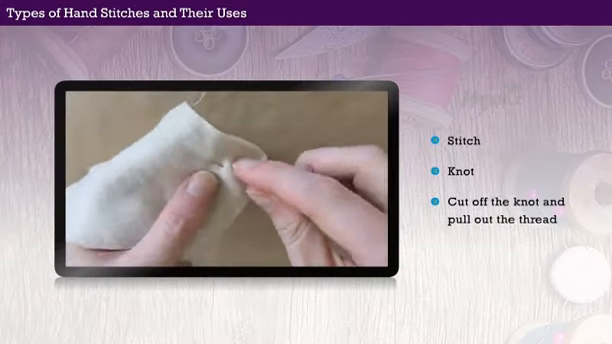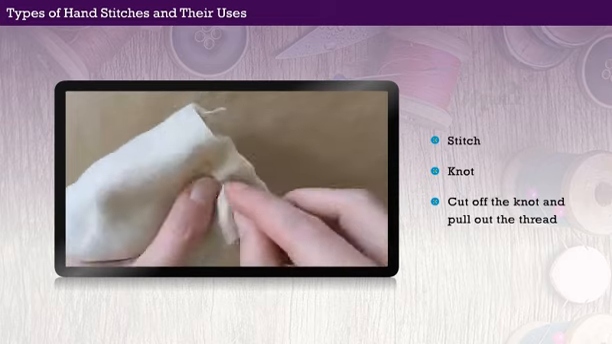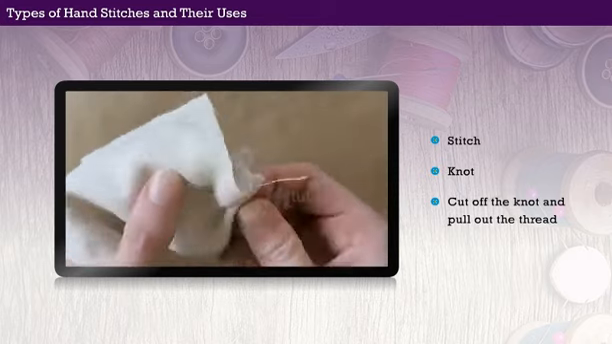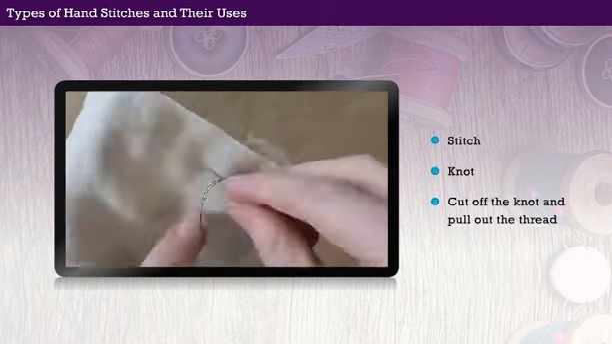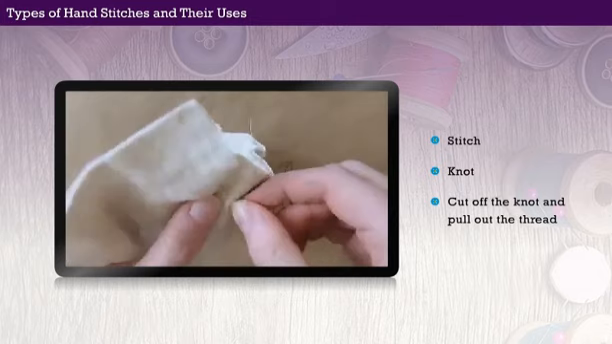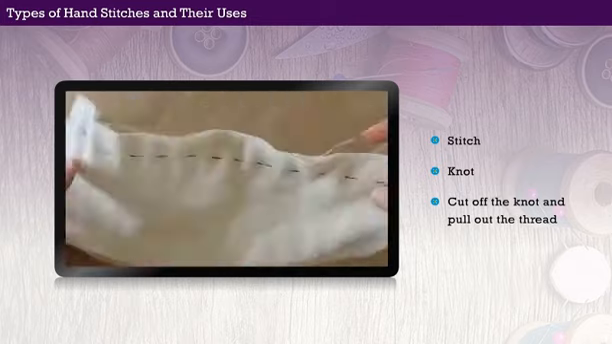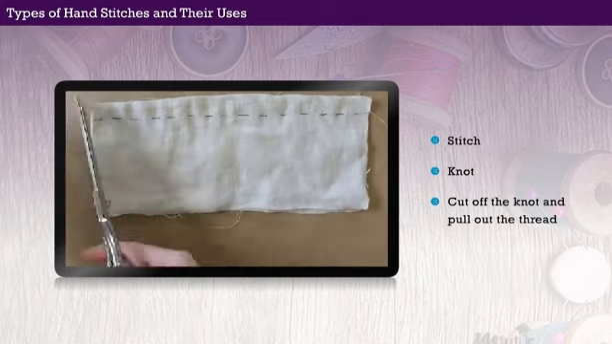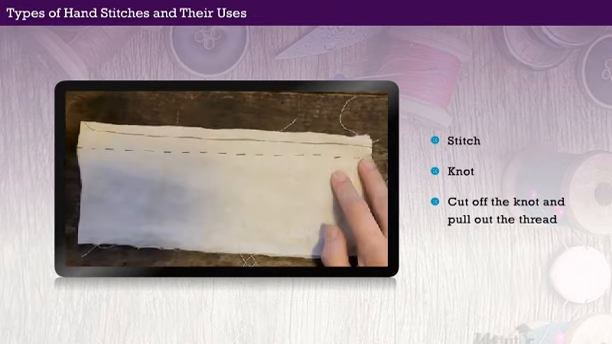To do the even basting, make evenly spaced stitches by taking the needle in and out of the fabric. End a line of tacking with one backstitch or a knot. To release the tacking stitches, cut off the knot and pull out the thread.